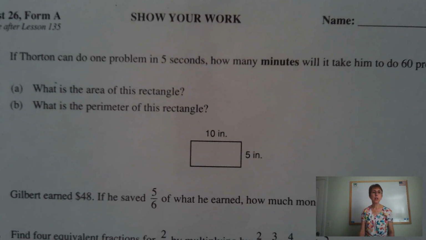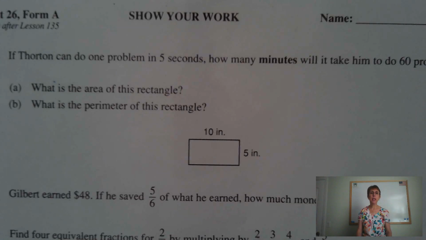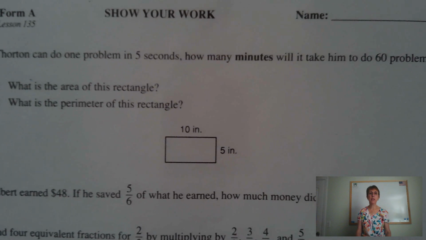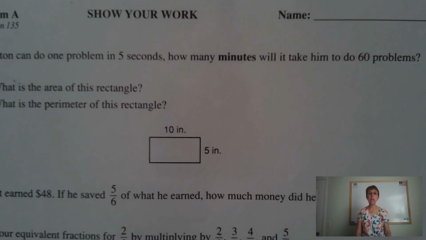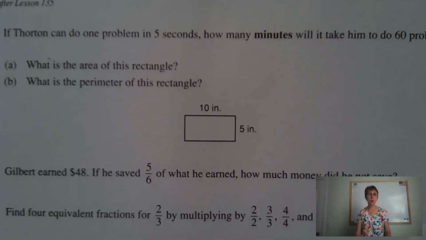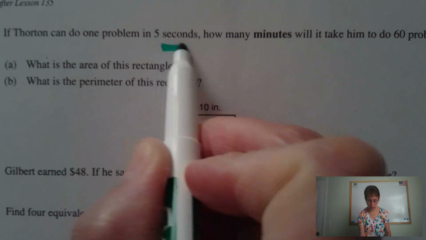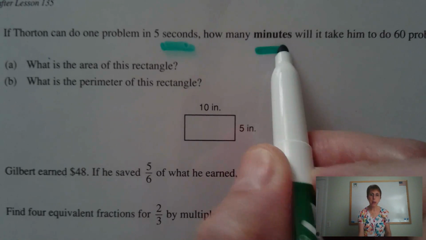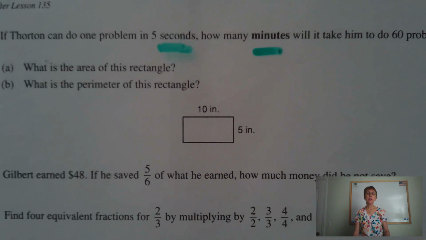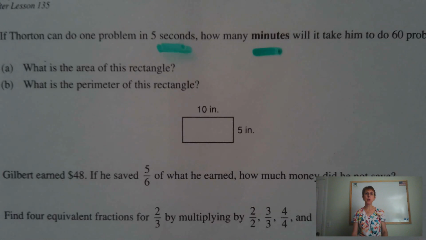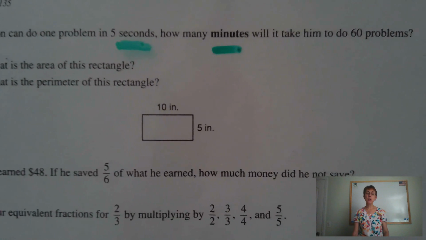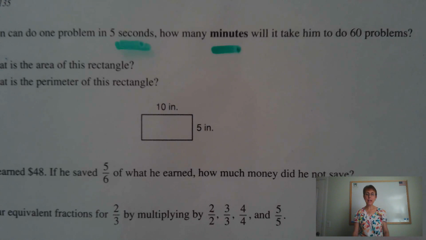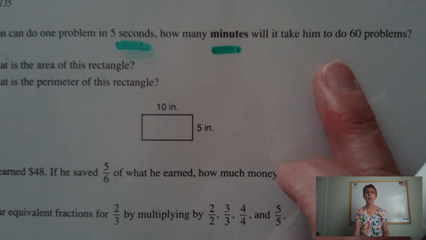Number 1. If Thornton can do one problem in 5 seconds, how many minutes will it take him to do 60 problems? Now you need to notice that the time was given in seconds, but in bold it says minutes, because they're saying it took him 5 seconds to do one problem, but now we're going to look to see how many minutes it actually takes him to do 60 problems.